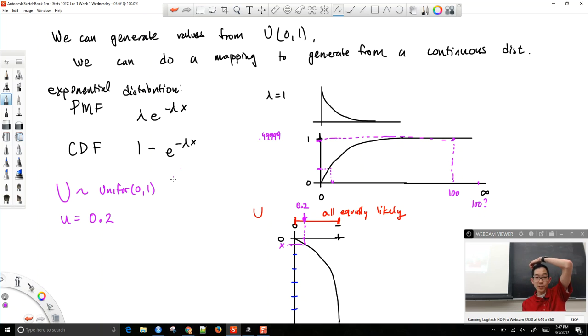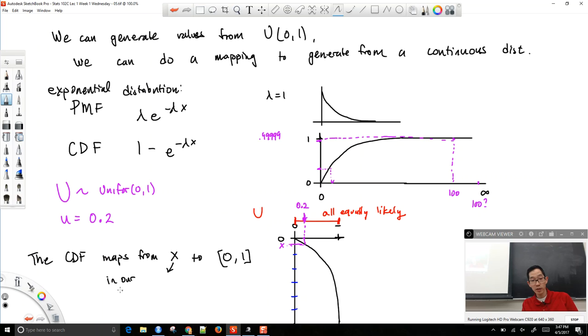Okay. So how does this work practically? If this is our cumulative density function, the CDF takes the values of x from 0 to infinity, and maps them onto the space 0 to 1, right? The CDF maps from what we call the domain of x, which goes from, in our case, 0 to infinity, onto the space 0 to 1.